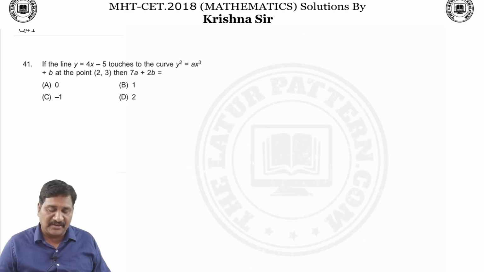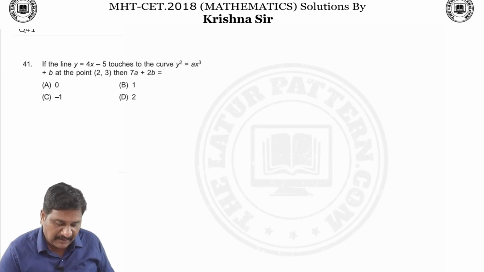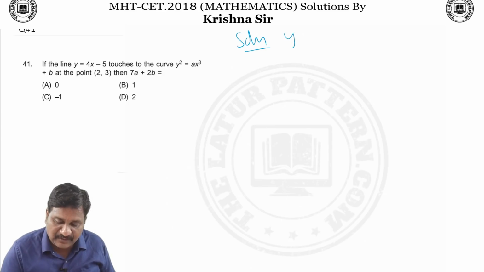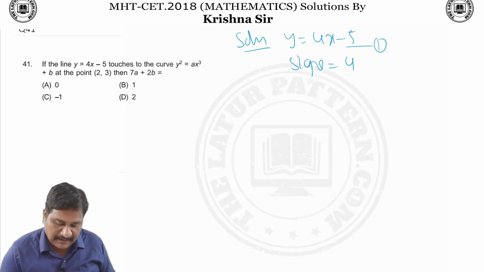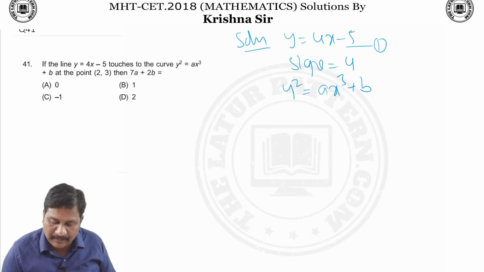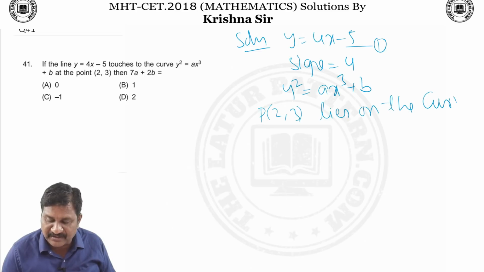The solution of question number 41. If the line y equal to 4x minus 5 is the given line, whose slope is 4, touches the curve y square is equal to ax cube plus b at the point 2 comma 3, then find 7a plus 2b. The point P of 2 comma 3 lies on the curve. So it's satisfying the curve.